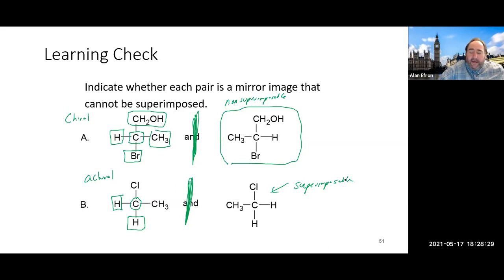So in terms of the actual question, it was kind of worded weird. It wants to know which of each of these paired mirror images cannot be superimposed. So if you look at the answer, this is why it says yes to this guy and no to this guy. Yes, this one cannot be superimposed. No, this one can be superimposed. So it's a weirdly worded question. Any questions though on that one there?